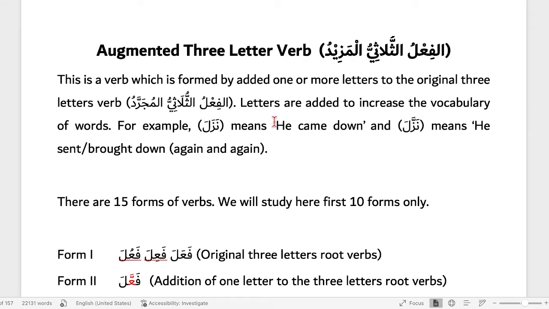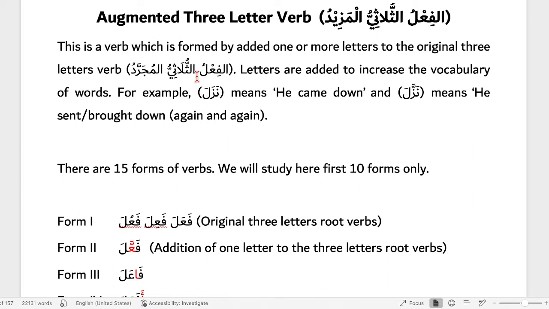Bismillahirrahmanirrahim. In this lesson we're going to learn how to make more verbs from the same three root letters by adding some letters. We call that al-fi'lu ath-thulathiyyu al-mazid, the augmented three-letter verb.